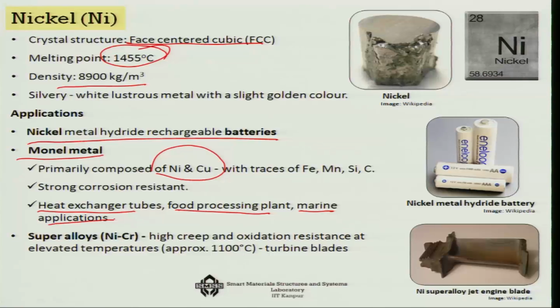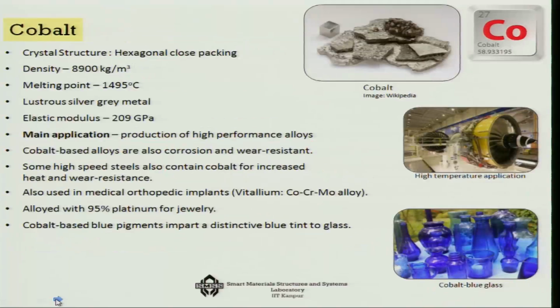Of course, the other use of nickel is in superalloys. Superalloys are something which is used in jet engine blades, and for that you need a high creep and oxidation resistance at a high temperature like 1100 degree centigrade, and there nickel chromium alloys work in a fantastic manner. So, these are the superalloys where nickel is basically used.